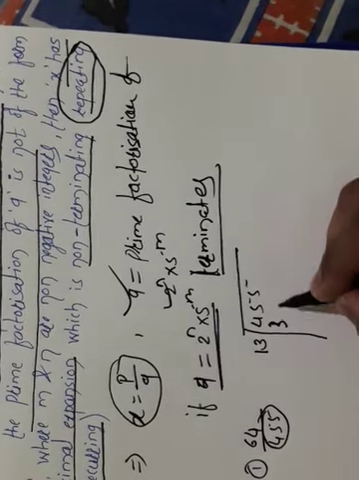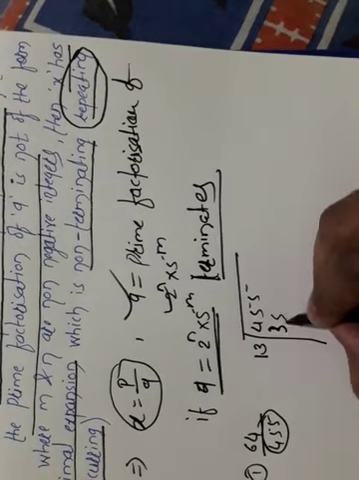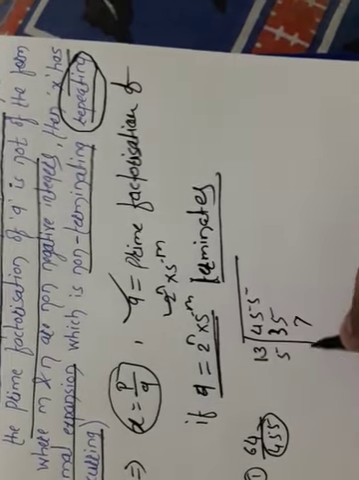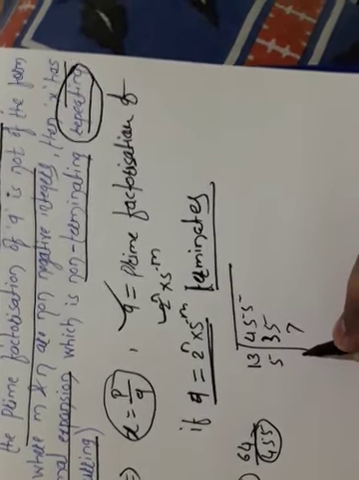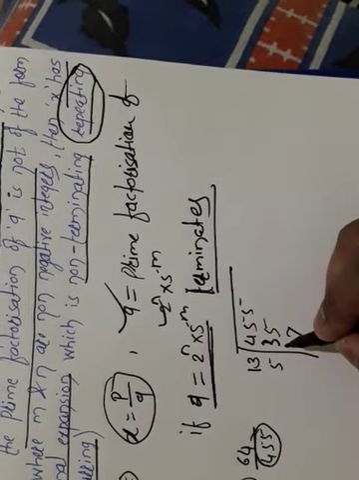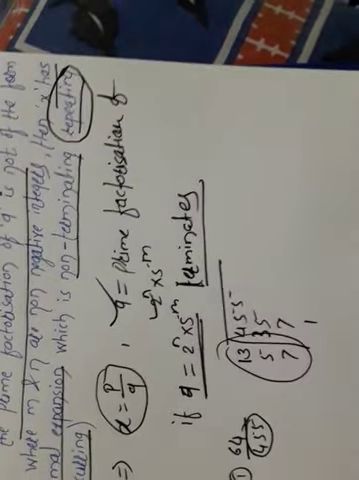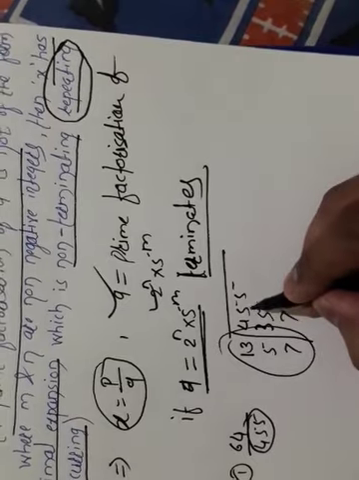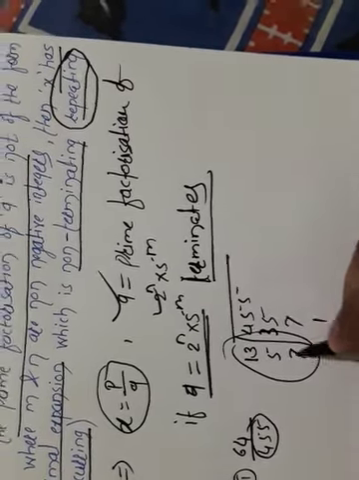13 threes are 39, remain 6. 13 fives are 65, 5 ones are 5, 5 sevens are 35. Okay, correct है ना? 13 and 7 ones are 7. We got here now the factors. Look here, which are the factors we got? 13 threes are 39, remain how many? 6. 13 fives are 65, 5 sevens are 35, 7 ones are 7.